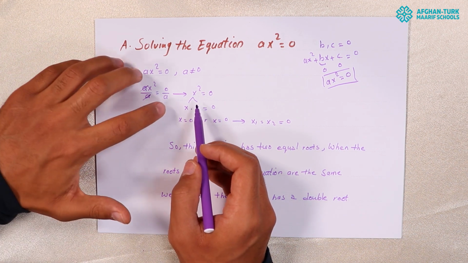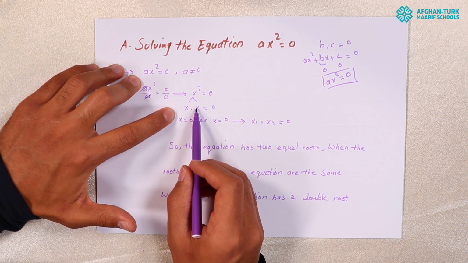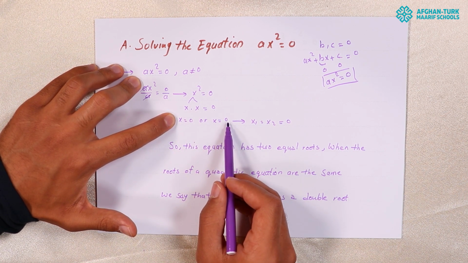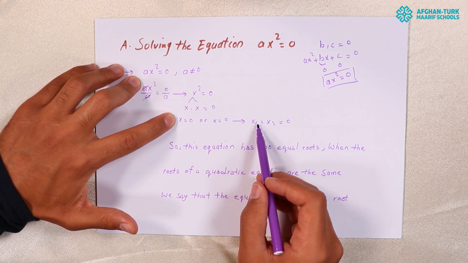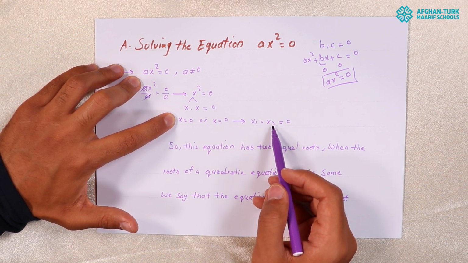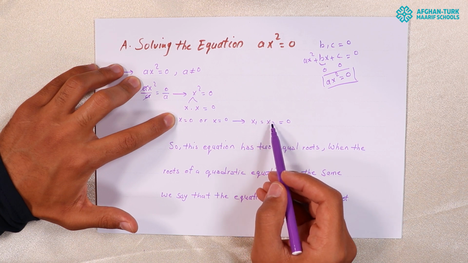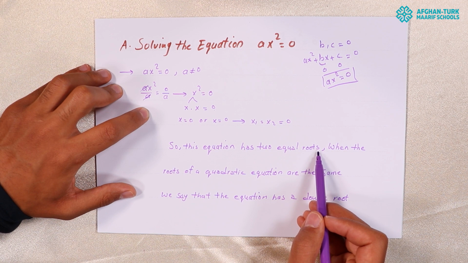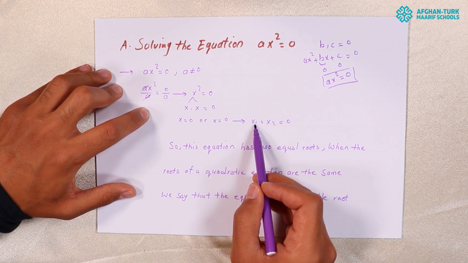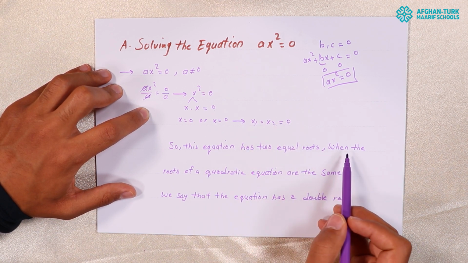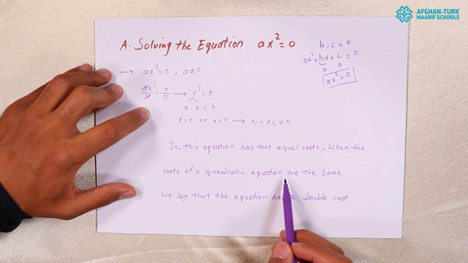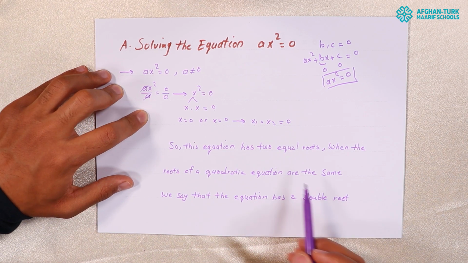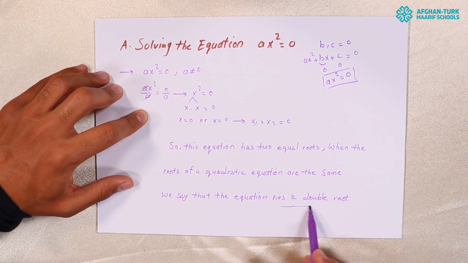Then we have two x's here, x times x is equal to 0. So x is equal to 0, the second x also equals 0. So we have two same roots or solutions, x1 is equal to x2 is equal to 0. So this equation has two equal roots because x1 is equal to x2 is equal to 0. When the roots of a quadratic equation are the same, we say that the equation has a double root. So this equation has a double root.